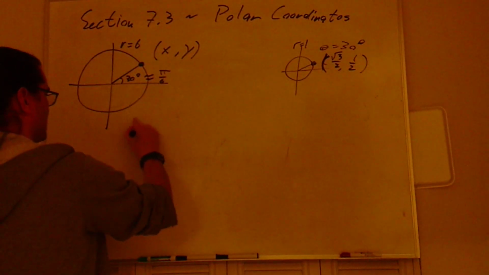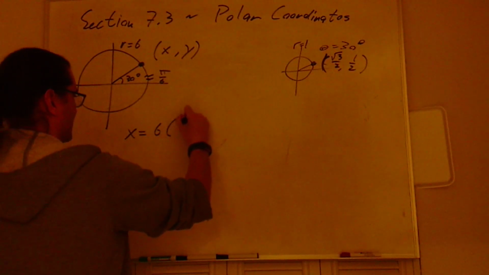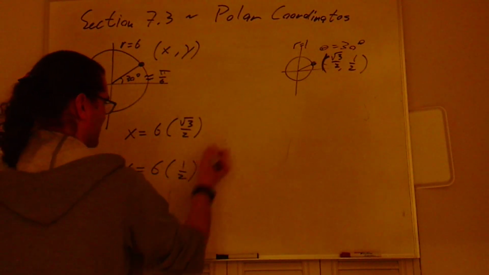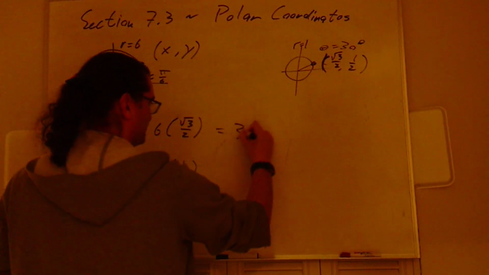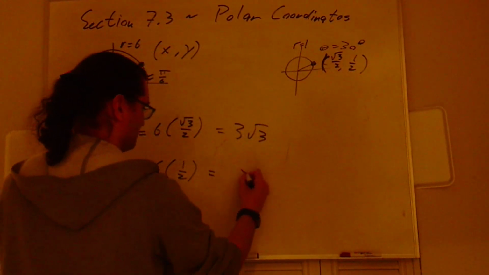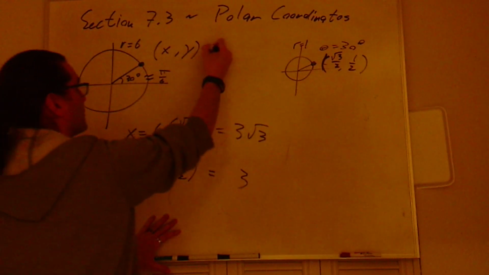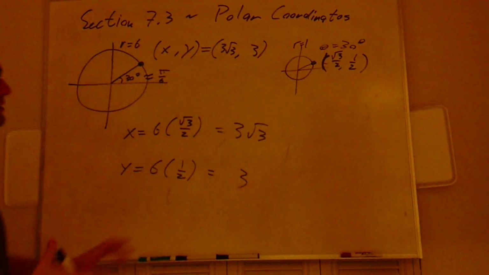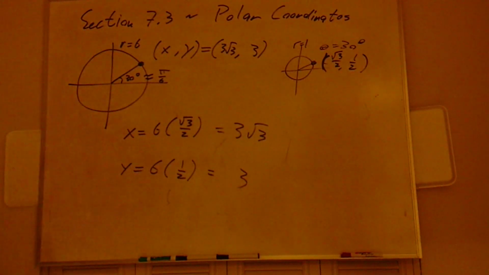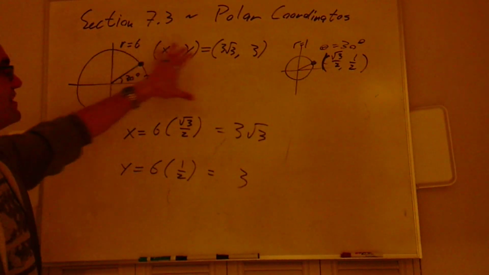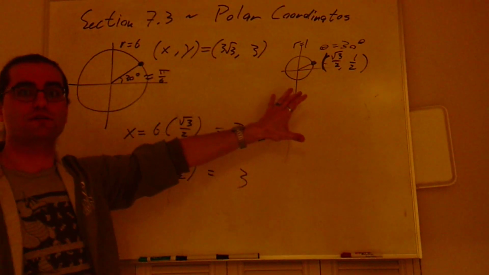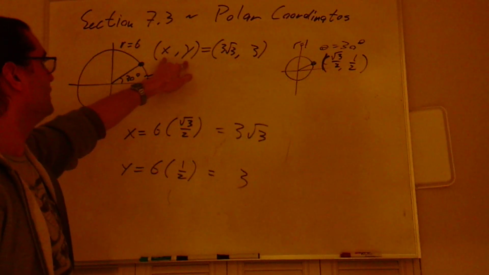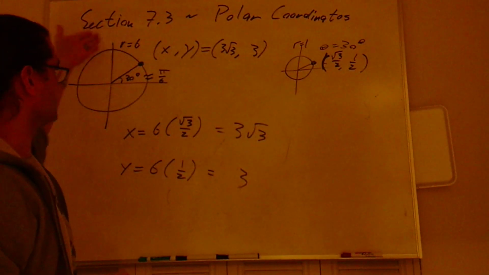So I'm going to say that this x coordinate is 6 times root 3 over 2, and the y coordinate is going to be 6 times 1/2. So this will be 3 root 3, and this will be just regular old 3. So these coordinates are 3 root 3, comma 3. Lots of 3's going on. Not my intention. Happens sometimes. This is the process for how we're going to find x and y coordinates, given an angle and a distance.